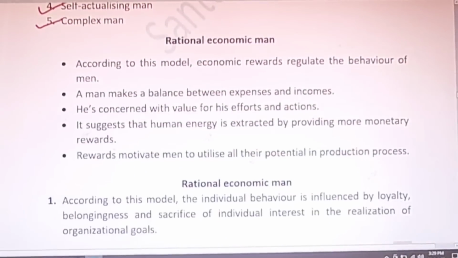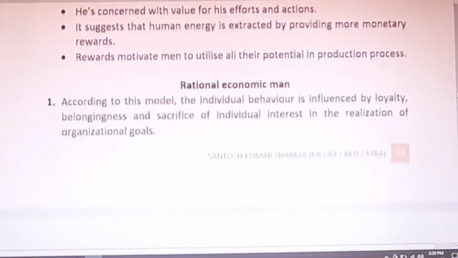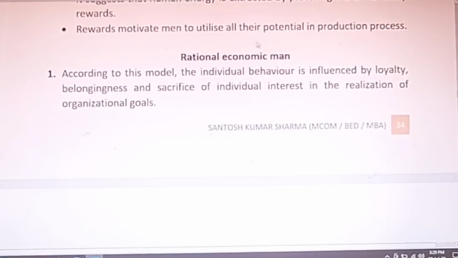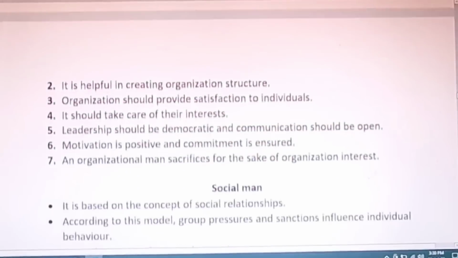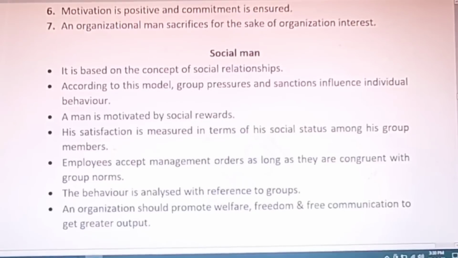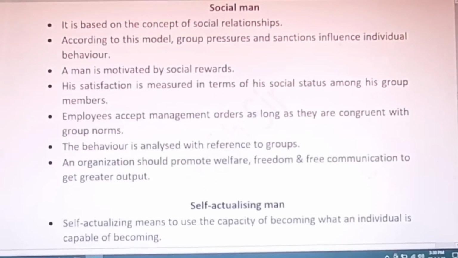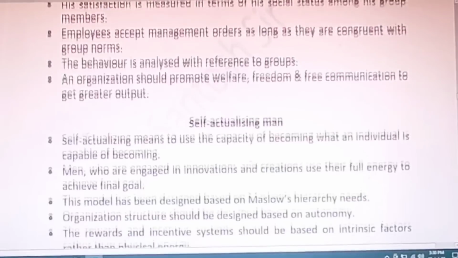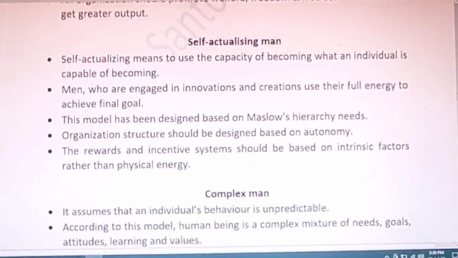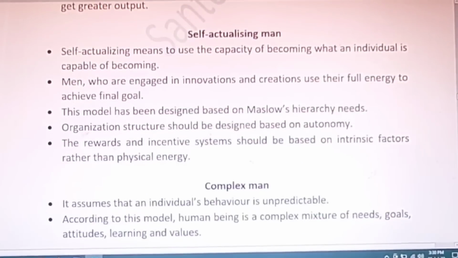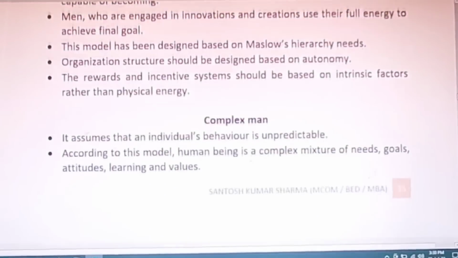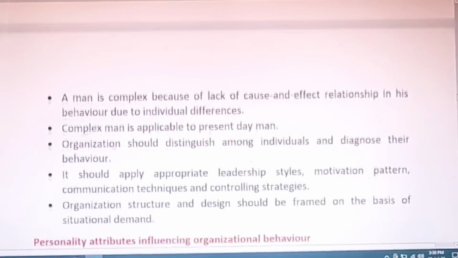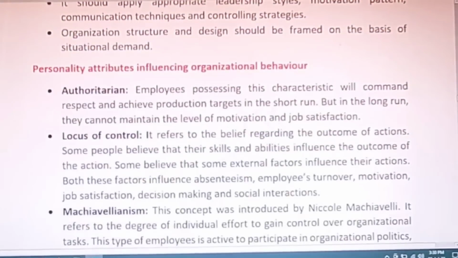This is rational economic. Then this will be organizational. Okay, so there is a spelling mistake here. The next one is social man, so basically social relationships. There are people who are more inclined to social relationships. Then there are men with a self-actualizing type of personality, and then complex men. So you must explain all these points, right?